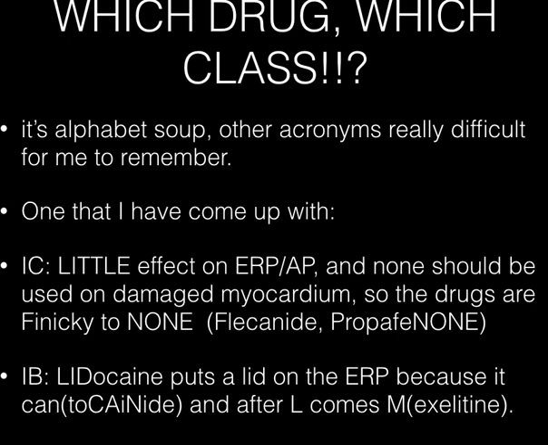For 1B, we know that it shortens the ERP. So it puts a lid on the ERP because it can for tocainide, and mexiletine you can remember because it starts with M, which comes right after lidocaine. So the drugs in 1B are lidocaine, tocainide, and mexiletine.